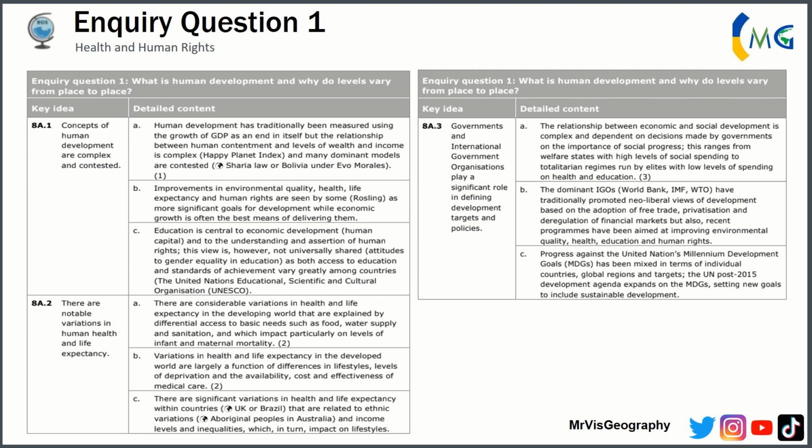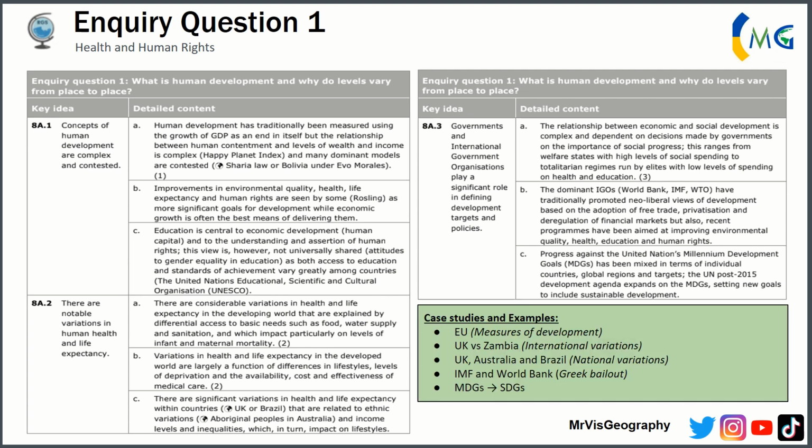Whilst in the 3rd one, we have a look at the role of international government organizations, or IGOs, and how they can help to sustain improved targets of development and health and human rights in some ways. So we look at IGOs like the World Bank, IMF, and the World Trade Organization. The specification here is quite old-fashioned or outdated now. It talks about MDGs, Millennium Development Goals, which is what I learned about in school. Now we do the SDGs, which are the Sustainable Development Goals.